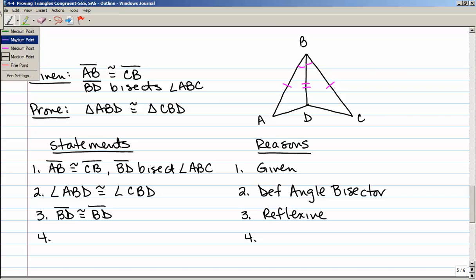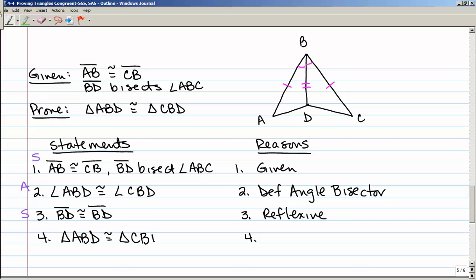And let's go ahead and mark. So here I have a side, here I have an angle, and here I have a side. So I can now say that triangle ABD is congruent to triangle CBD by SAS, side angle side.